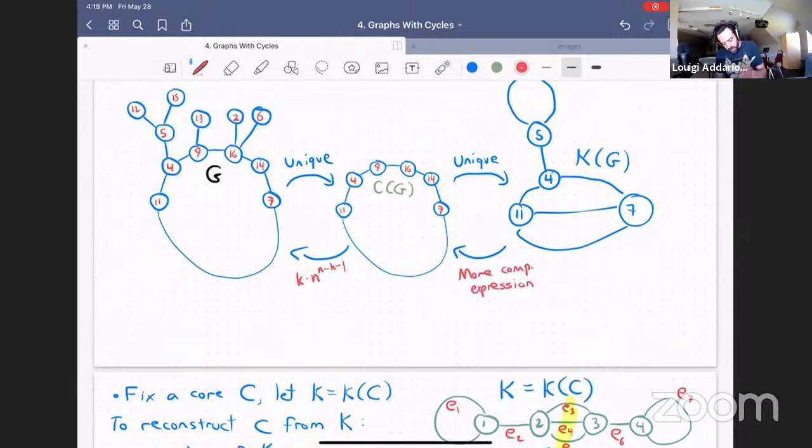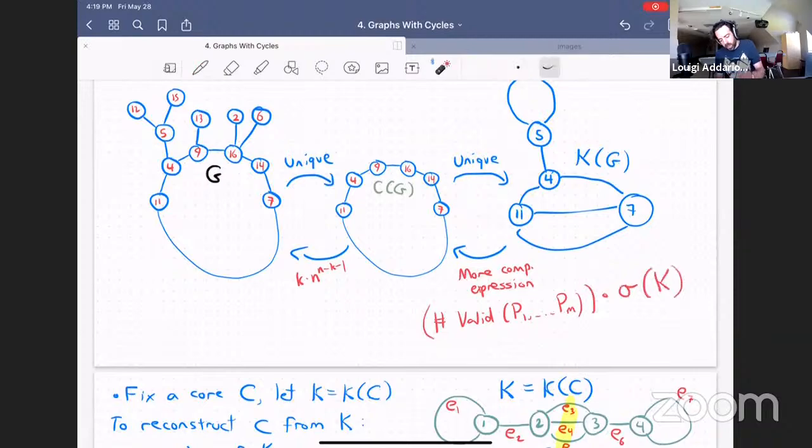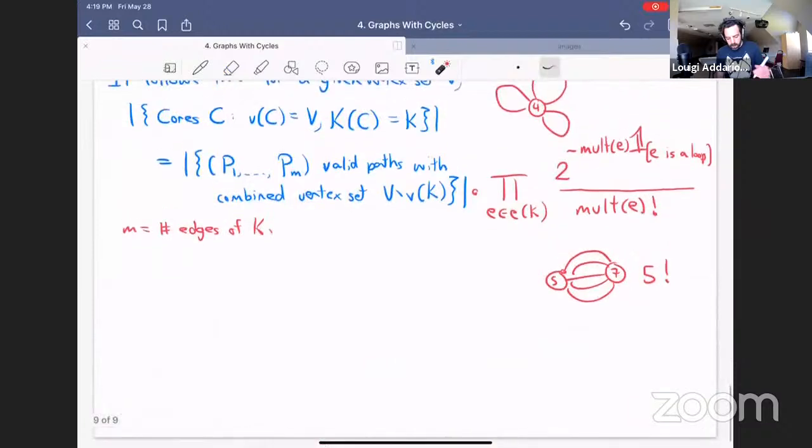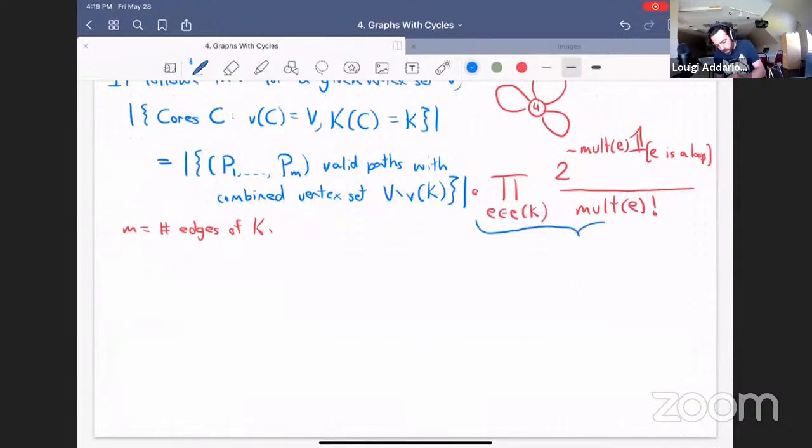But it's basically the number of valid tuples p1 up to pm, so sequences of paths, one for each edge, and then we have that times some symmetry factor, which I'm going to call sigma of K, which depends on the kernel. Okay, so that's actually a definition. So I'm going to call this quantity here sigma of K.